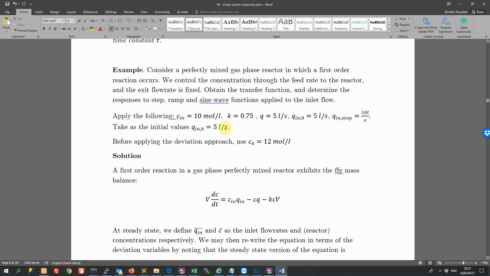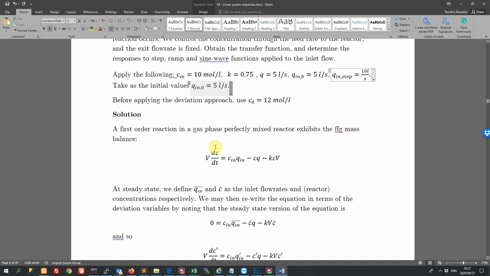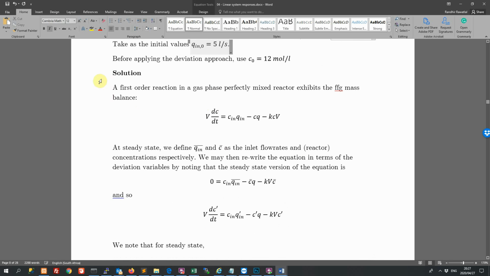So we are given some constants here. So we've got the concentration in the feed, we've got the kinetic rate constant, we've got the fixed exit flow rate. Not sure why this is given, but anyway, I guess at steady state, that's the initial inlet flow, and so on. Okay, so I'm just going to skim through this. Please work through this in more detail through the solution. But anyway, your material balance looks like this.